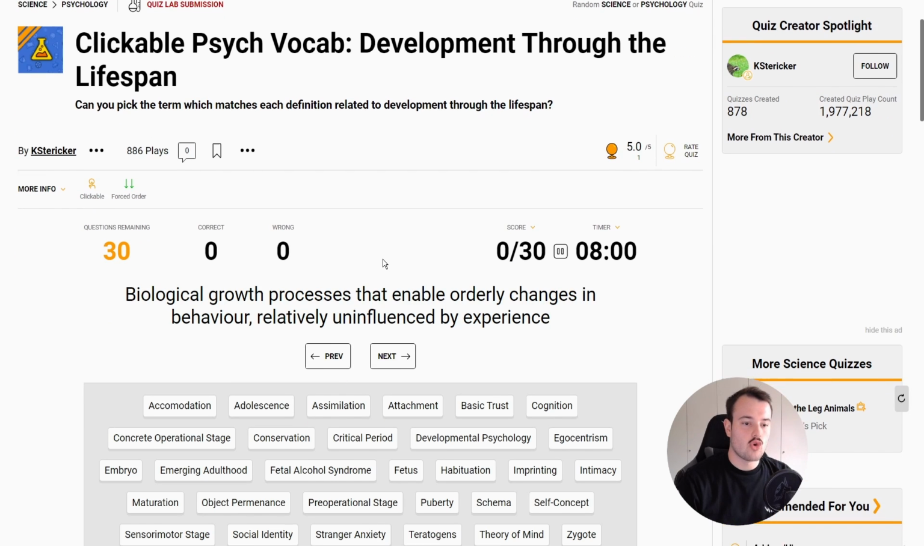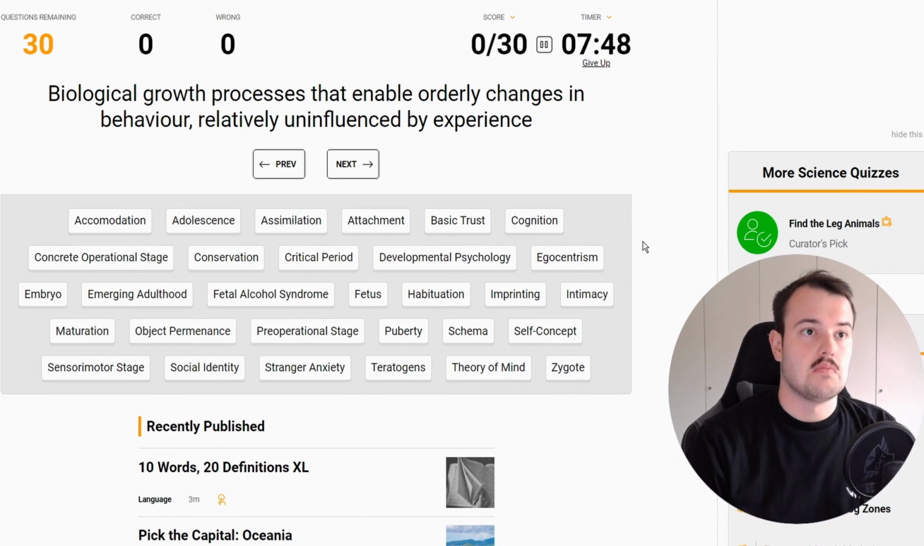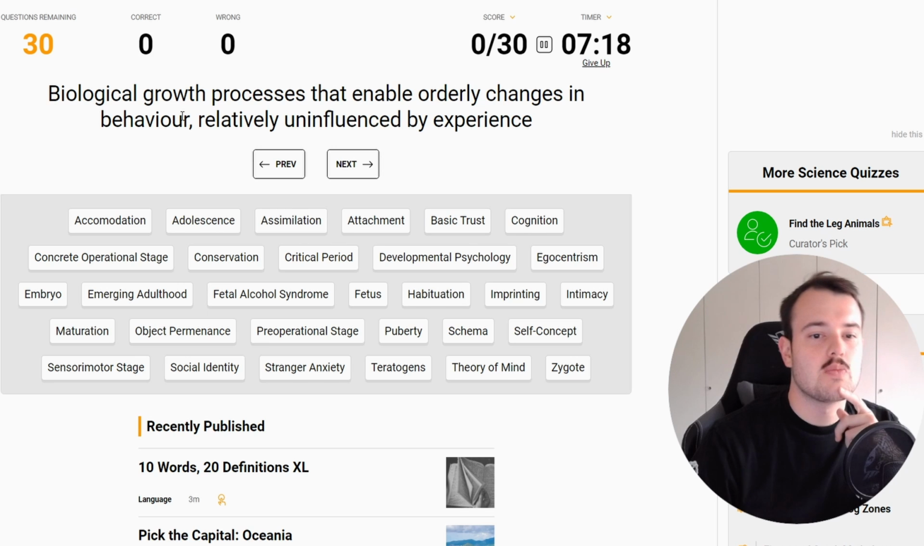Alright, we are matching up terms with their definitions that are related to development or developmental psychology, which is the psychology that studies the development of human beings. Most of the time from a very evolutionary perspective, that's definitely two intertwined domains. Let's see. Biological growth processes that enable orderly changes in behavior relatively uninfluenced by experience. I would have thought that it would have just been learning because of the first part, but uninfluenced by experience. So it's something that is kind of programmed in our human nature, I guess. Might be imprinting? It might be imprinting, but I'm gonna keep it open for now.